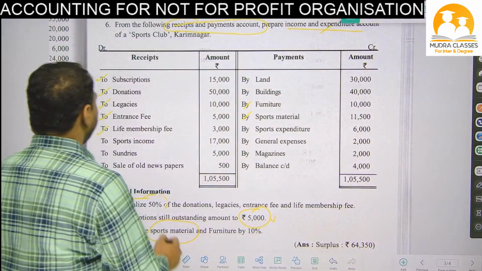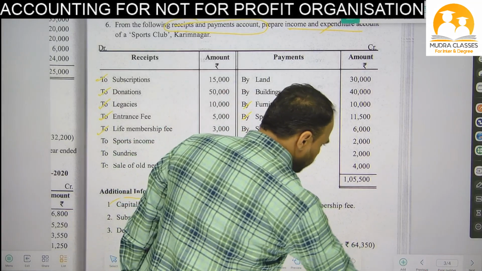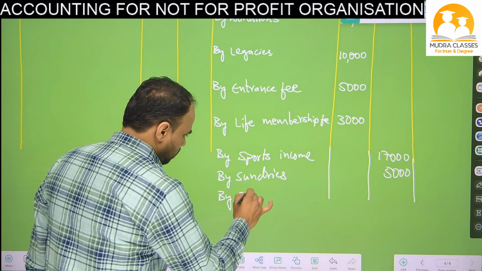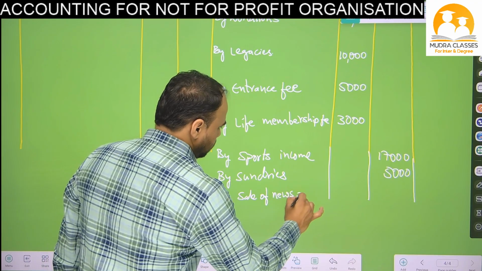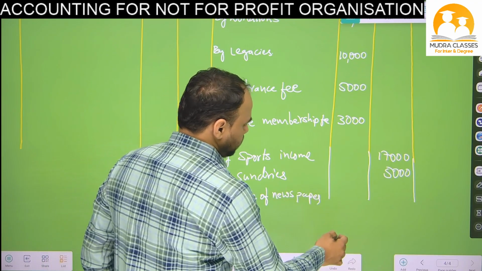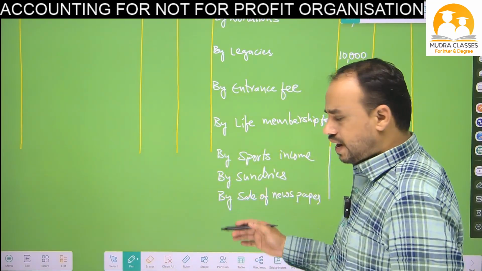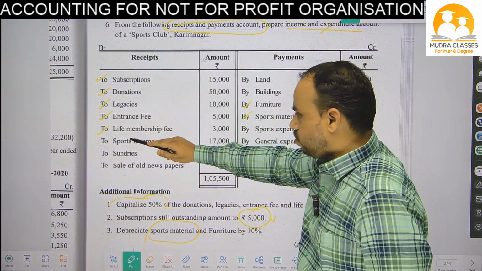See the next item. Next item given, sale of newspaper, beta. So sale of newspaper is also a regular source of income, so we have to write here by sale of newspaper. It is also regular income, because every month we will sell the newspaper. Okay, now these are the items which are given in the question, debit side.